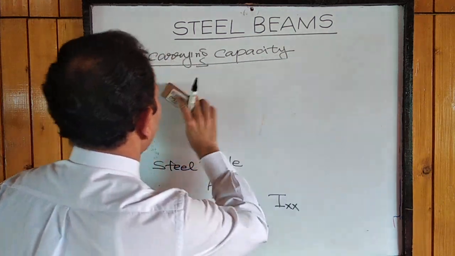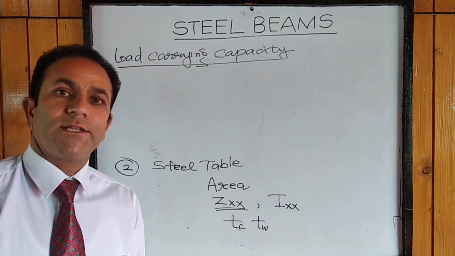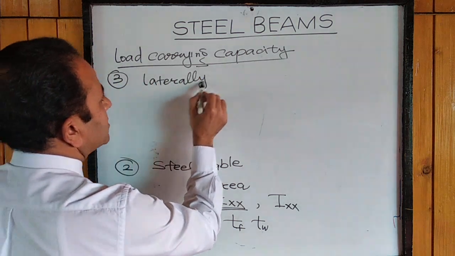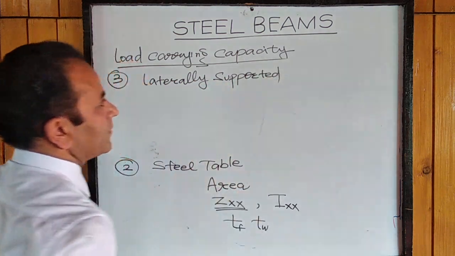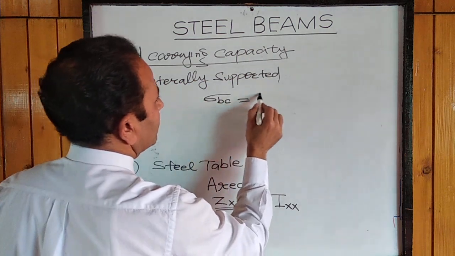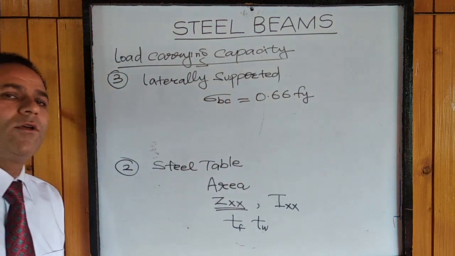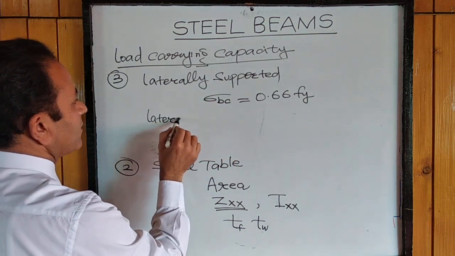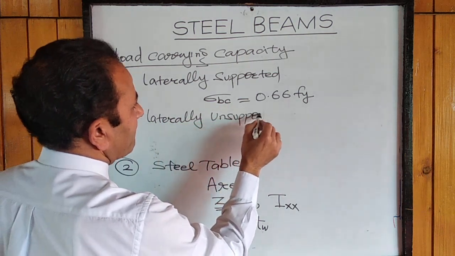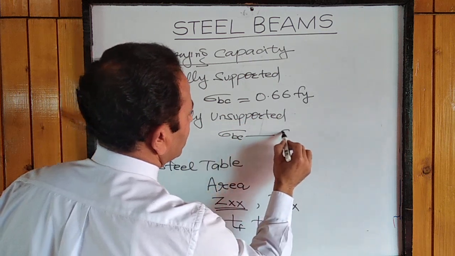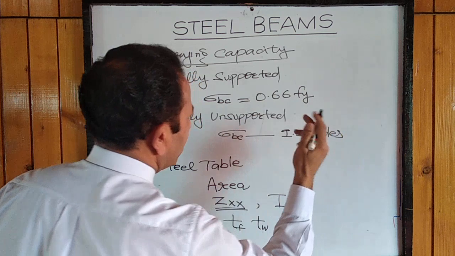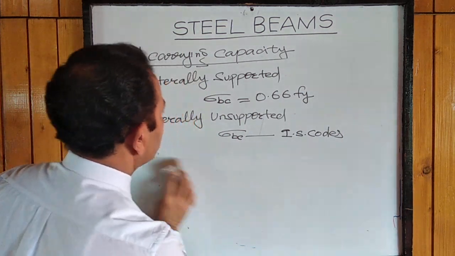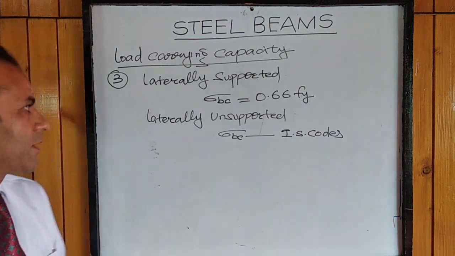After this, we now have the Zxx value with us, either directly or calculated. Then we'll see if the beam is a laterally supported one. If it is laterally supported, then for the permissible bending stress we will take 0.66 times Fy directly. We'll take the maximum permissible bending stress as 0.66 times the yield stress of the steel. Or if it is laterally unsupported, then sigma bc is to be taken from the IS code tables. Depending upon various parameters which we'll have to calculate first, we'll select the appropriate table and find the permissible bending stress sigma bc for that particular condition.